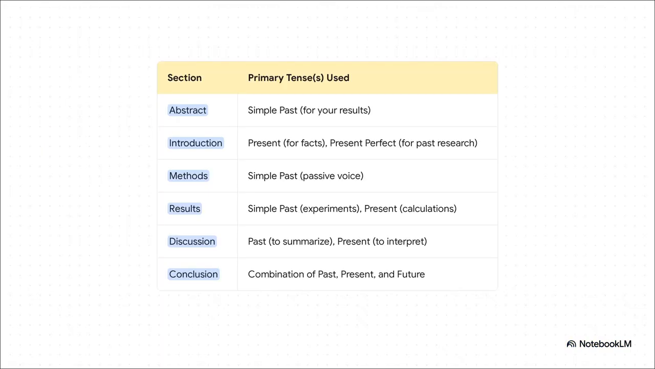Your abstract, simple past for your results. Introduction, present tense for facts, present perfect for background research. Methods, always simple past. For results, it's past tense for your findings, but switch to present tense when you refer to figures and calculations. And finally, in the discussion and conclusion, you'll use a mix: past to summarize, present to interpret, and future to look ahead. That is your complete roadmap.